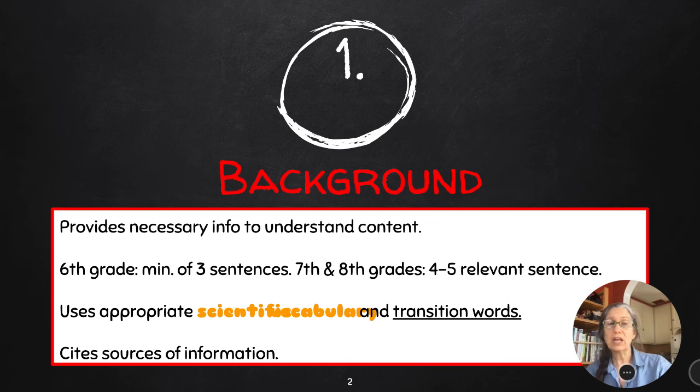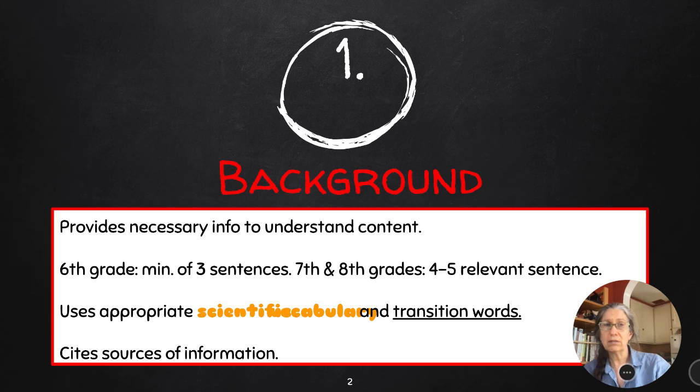So you're assuming that they don't know anything about this topic and you're just giving some general content. It might be some background in terms of vocabulary. It might be some background in terms of concepts that they would need to know in order to understand what's going to follow. So in our school, sixth graders need to have a minimum of 3 sentences, seventh and eighth graders 4 to 5 sentences. Fluff does not count towards your sentences.